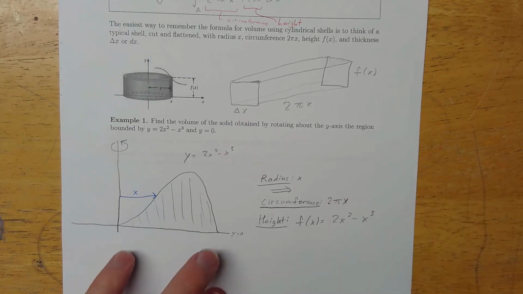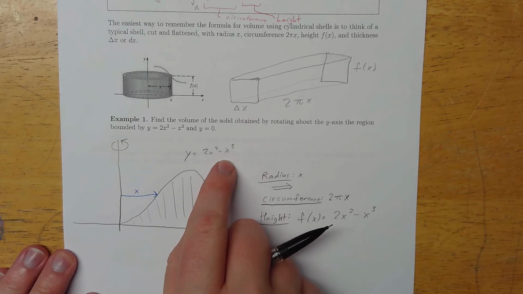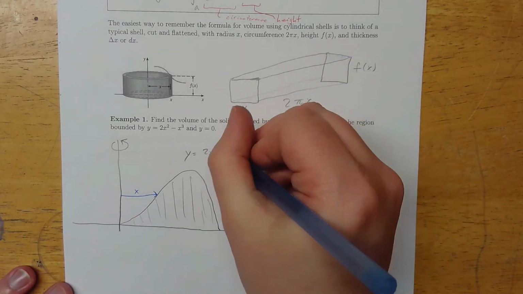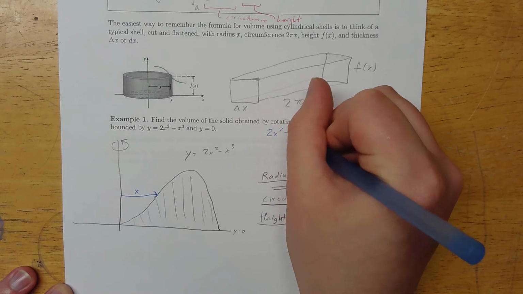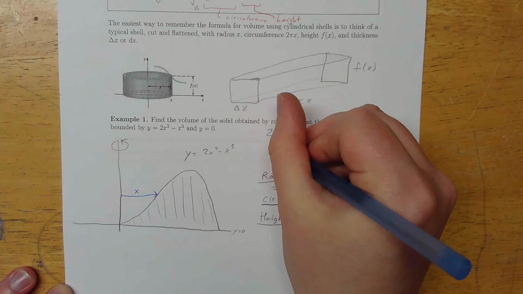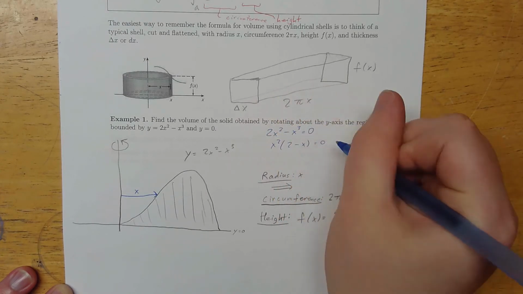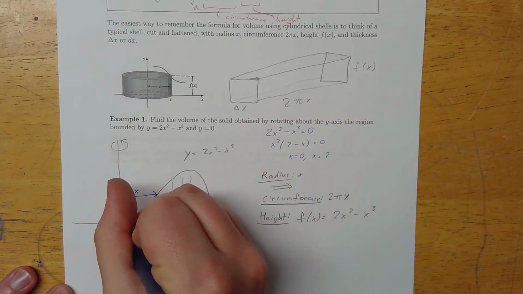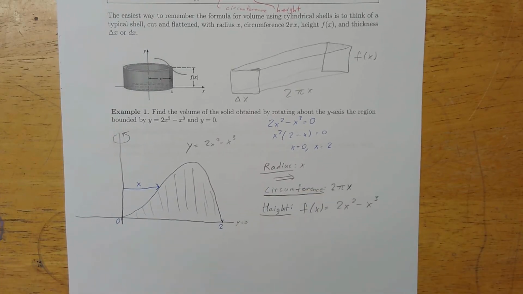Now we want to know where we're integrating to and from. It's pretty clear here that y will be equal to 0 when x is 0, but when else? So if we set 2x squared minus x cubed equal to 0, because these are our two equations we're looking at, we get x squared times 2 minus x equals 0. And that tells us that x equals 0 and x equals 2 are our places we need to be concerned about. So 0 and 2 are where we're integrating to and from.